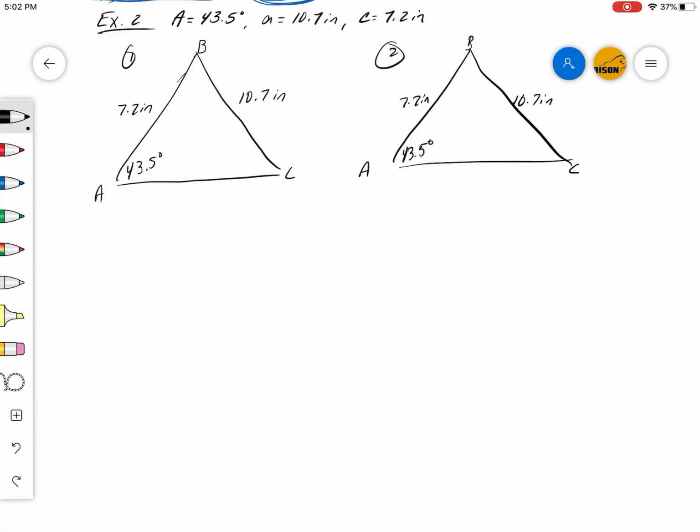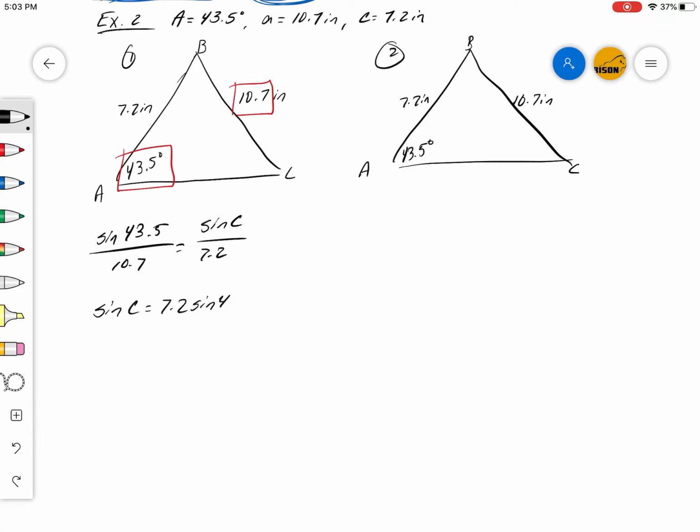So I'm going to be working here. The steps are going to be the same just to find angle C. So I'm still going to do sine of A, which is my control, so I'll put a red box around it. Sine of 43.5 over 10.7 is equal to sine of C over 7.2. After I cross multiply and isolate sine of C, I should get sine of C equals 7.2 sine of 43.5 all over 10.7. If you need to actually write out the cross multiplying and then divide, feel free to do it on your paper. You can pause me at any time.